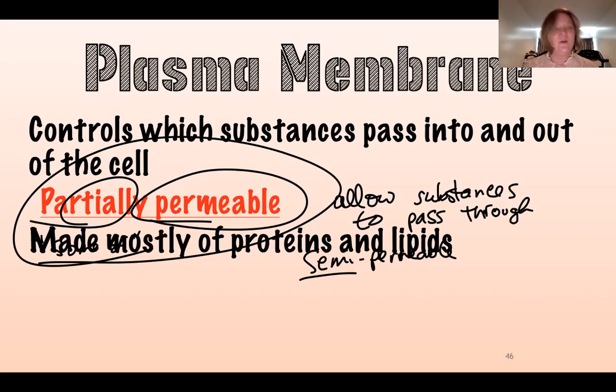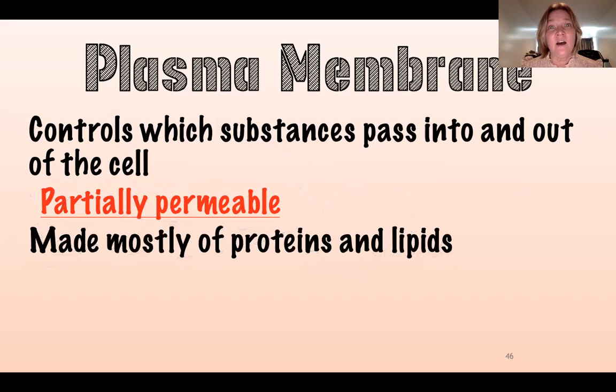It is made mostly of proteins and lipids. By far, lipids are the number one component of the plasma membrane, followed by proteins.